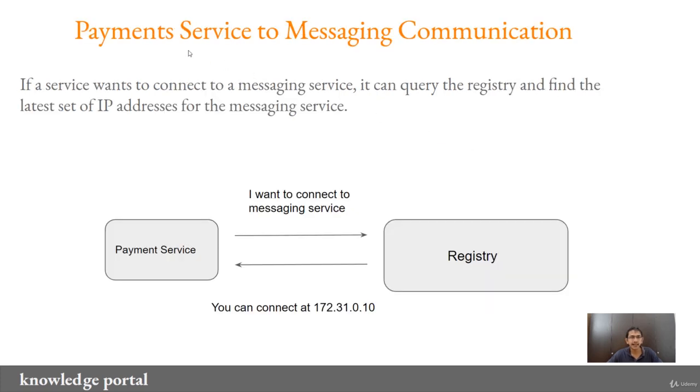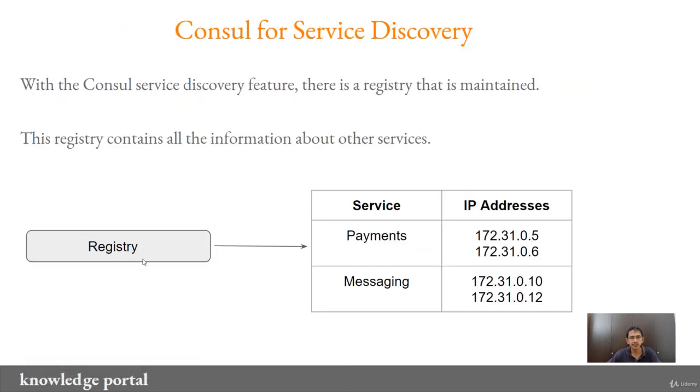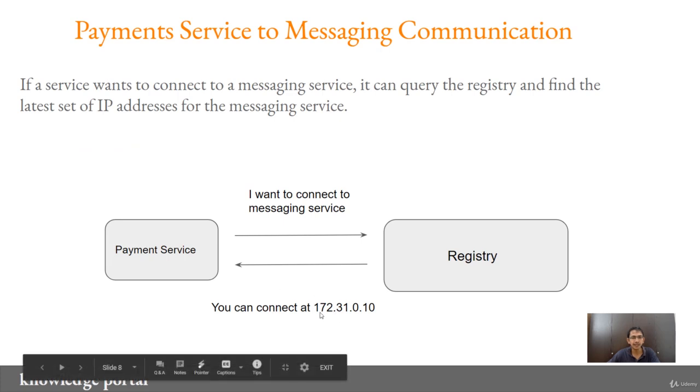So let's assume that the payment service wants to communicate with the messaging service. In such a case, payment service can send a request to this central registry which states that I want to connect to the messaging service. So registry can return back the information that you can connect to the messaging service at 172.138.10. If you see over here, within the registry, one of the IP addresses of the messaging service is 172.138.10. And once the payment service gets the answer that this is the IP address that it can connect to messaging, it can directly initiate a call here. So this is the basic idea.